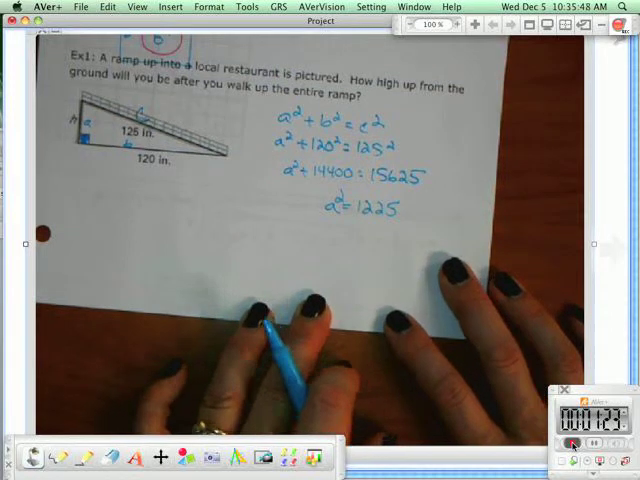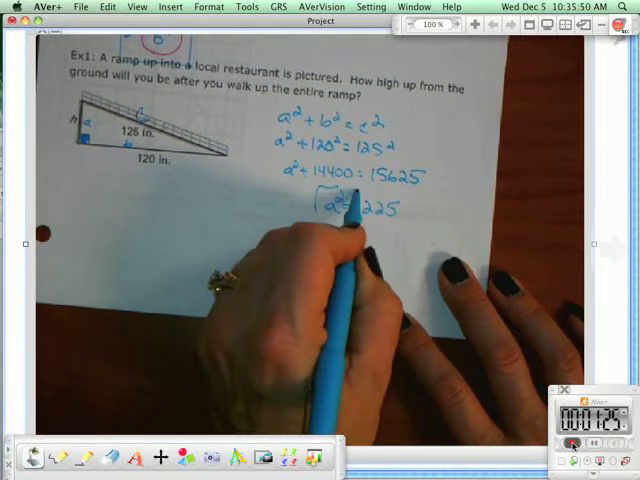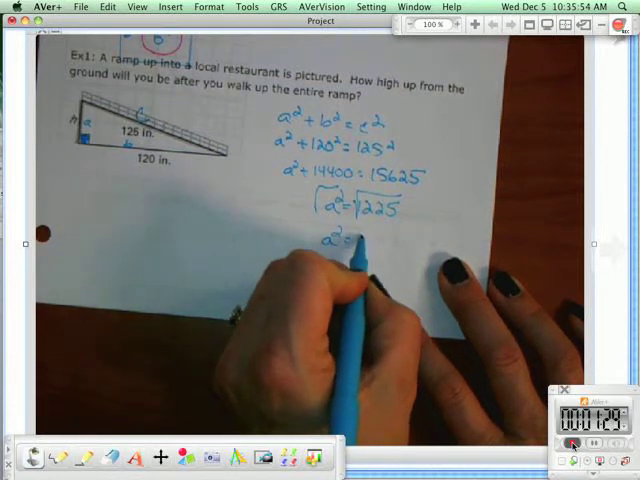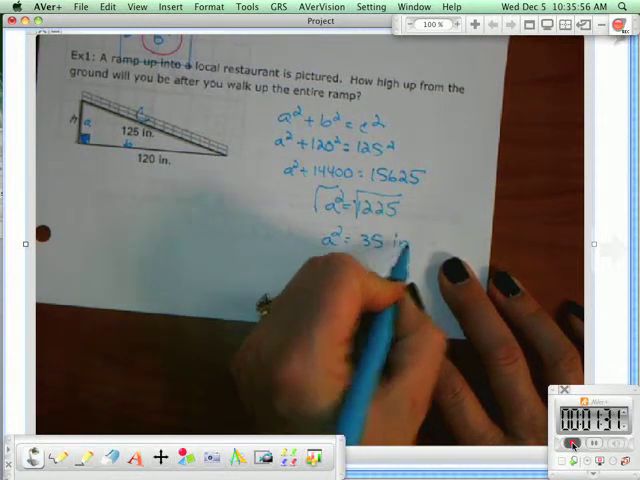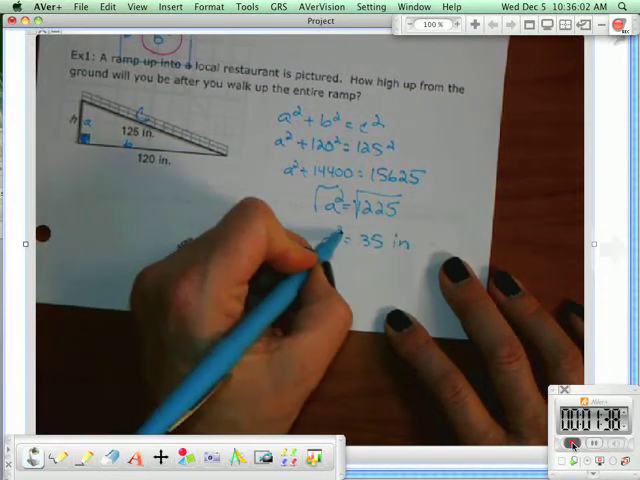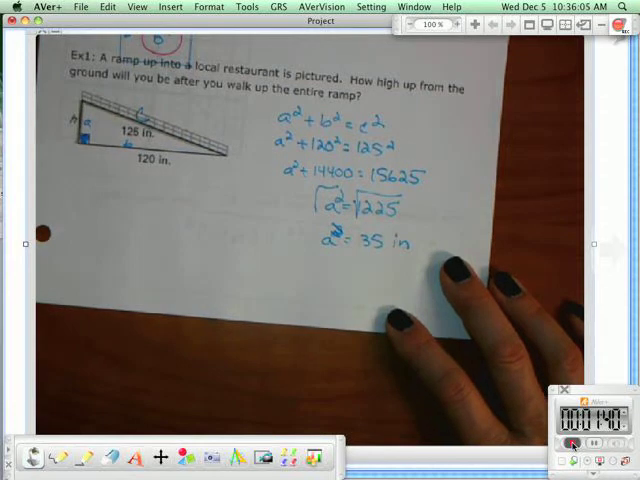Take the square root of both sides, because I need A, I don't need A squared, I need A. A is equal to 35 inches. That's the square root of 1225. As I said, A is equal to 35 inches. Just seeing if you guys are awake.